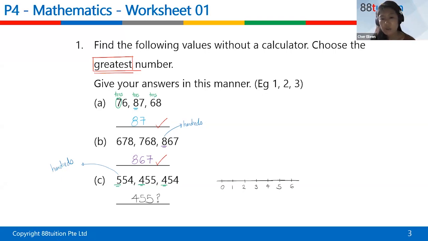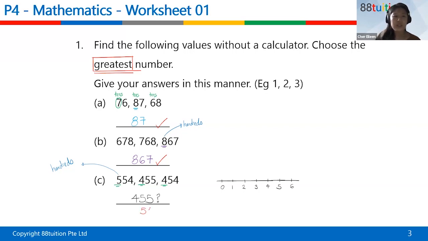Where are you? Lucas. Oh, thumbs up means 554 is the correct answer, is it?